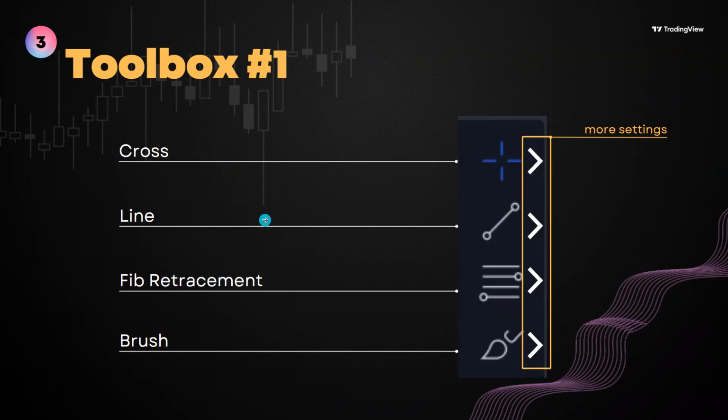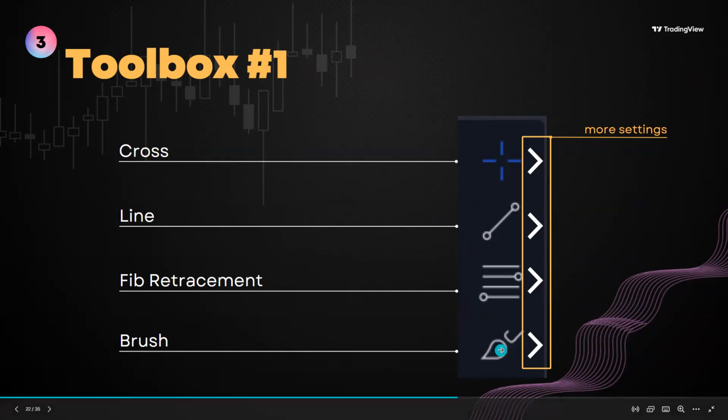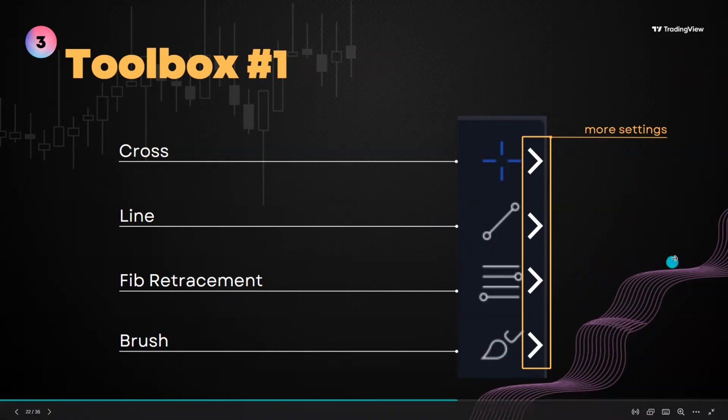The other one is a line. You can use it, for example, for trend lines, or if you want to make a horizontal line here, also here, and more settings always. Fibonacci retracement is here. If you want to use a Fibonacci retracement, for example, 61.8% or 50%, 23, this one is the correct one. And if you want to draw into the chart, you also have a brush and different brushes with some more settings.